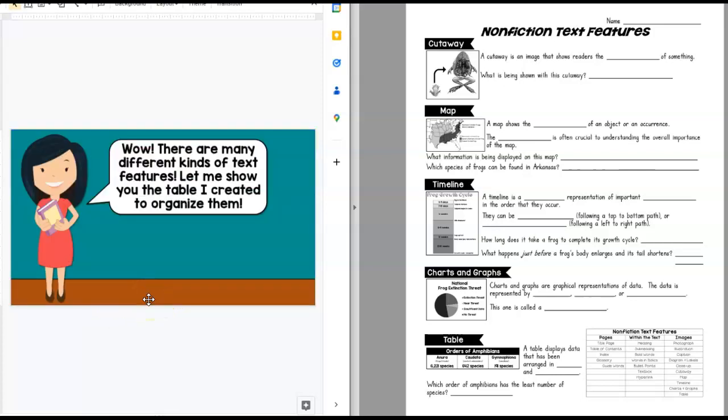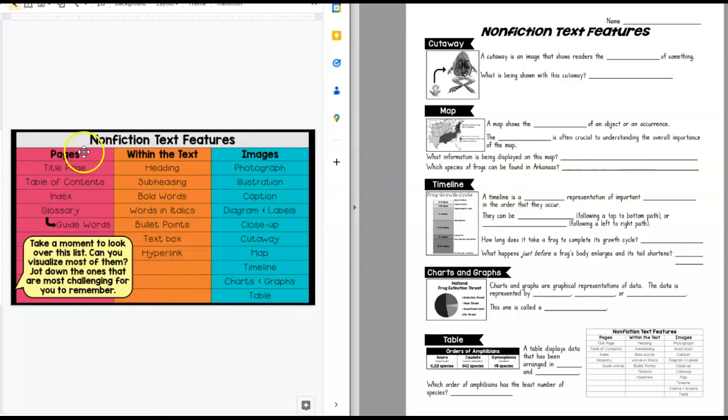Okay, wow, there are many different kinds of text features. Let me show you the table I created to organize them. So sometimes we have pages, like the title page. That was our first part. We have table of contents. We have index, glossary, guide words. Then we did a section within the text, things that we would find like the bullet points in the text box and the hyperlinks. And then the last section that we just did is all of these over here in the blue. The photograph, the illustrations, the captions, the diagrams and labels. All of those are arranged in a table.